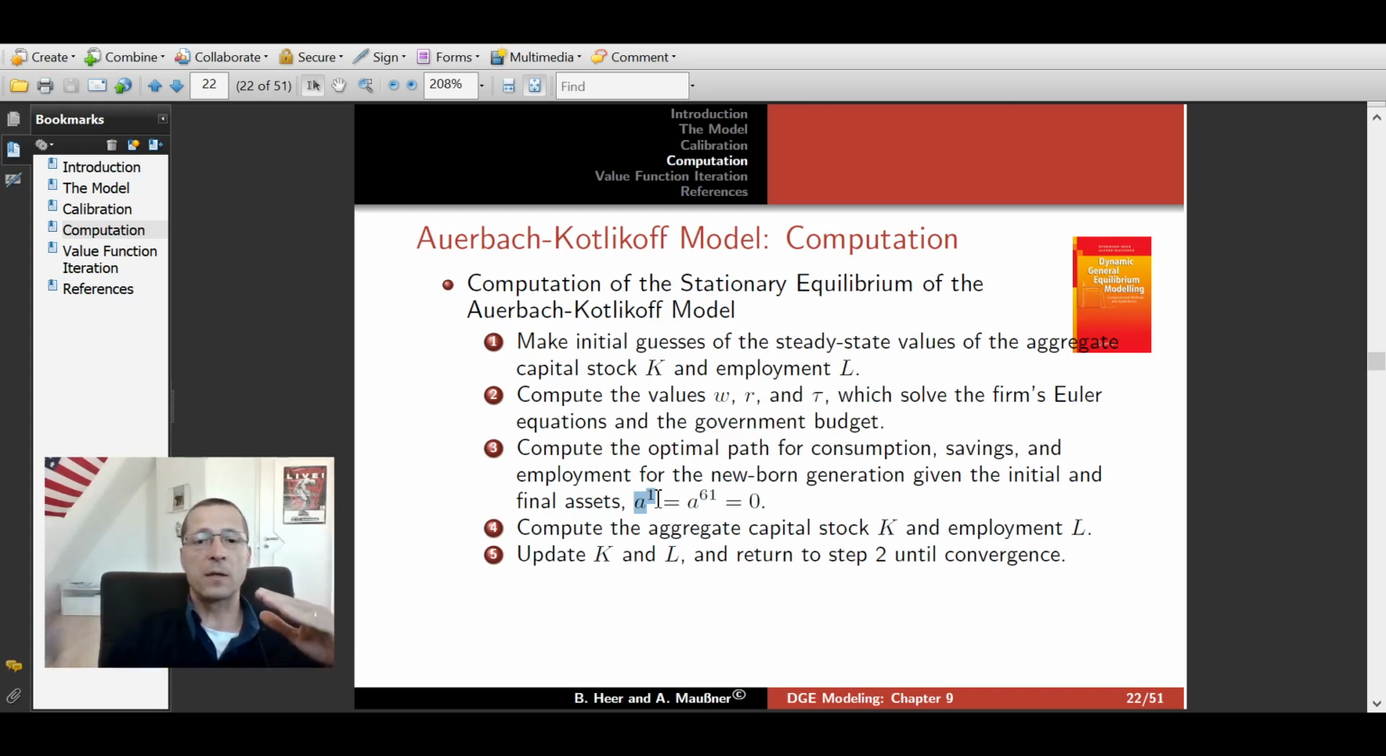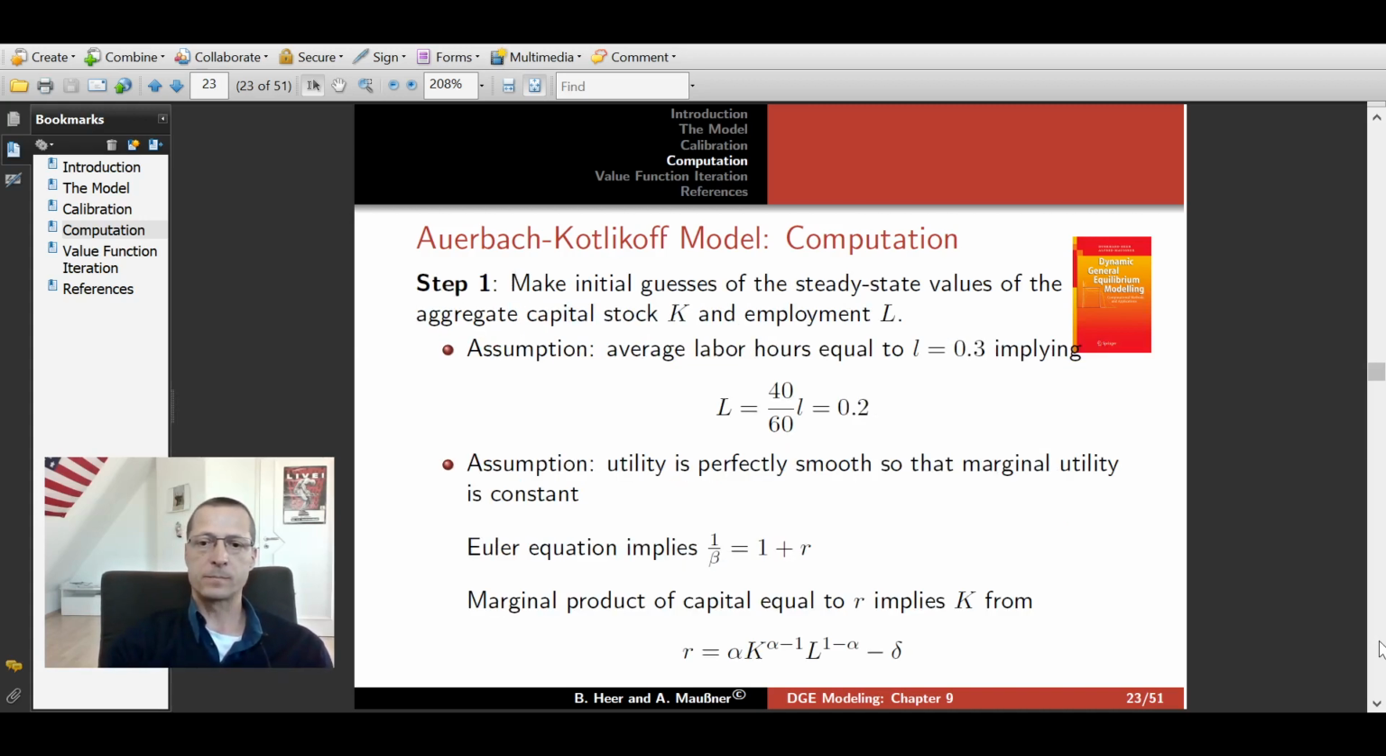And we continue like this and can compute the life cycle profiles for consumption, savings, and employment, and simply look at the average of these values to get aggregate capital stock and employment. Then we update our guess of capital and labor, and return to step 1 if this is not equal to our initial guess, and just iterate over the aggregate capital stock and employment as we described in the previous video.